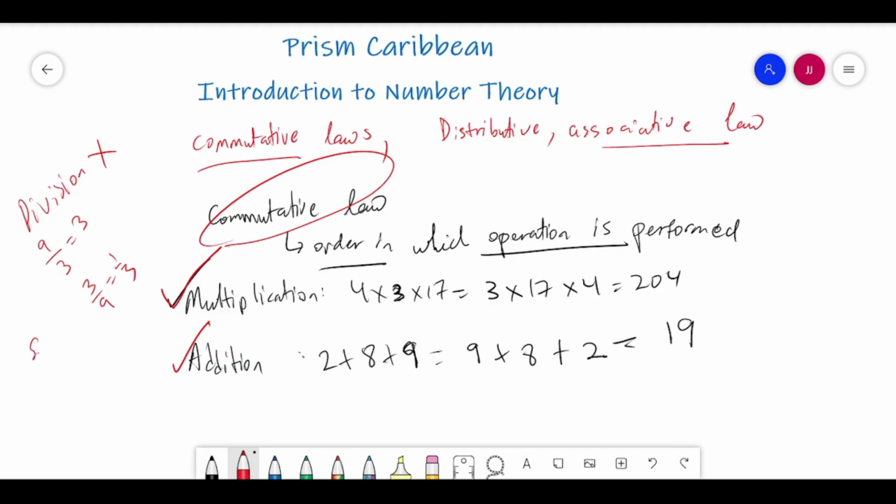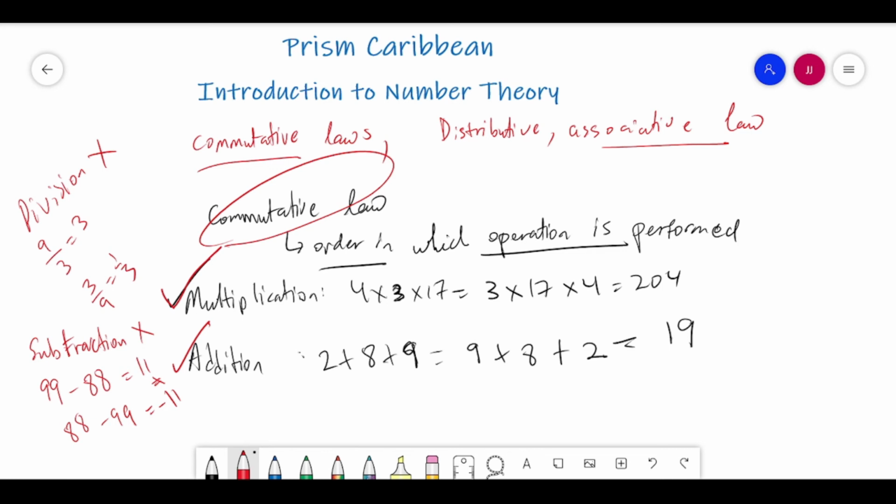As well as subtraction, right? We can follow it, just like that. Let's say we have 99 minus 88, right? Of course, we will get 11. But let's say we have 88 minus 99. Again, that won't work. We will get negative 11, and it's not the same answer. So the subtraction will not work as well.